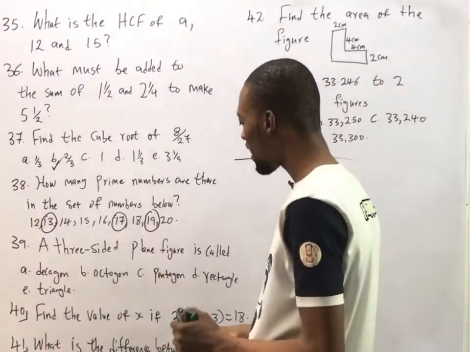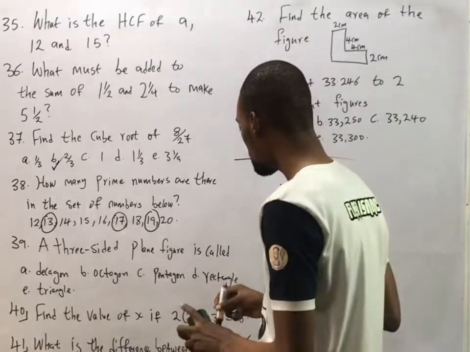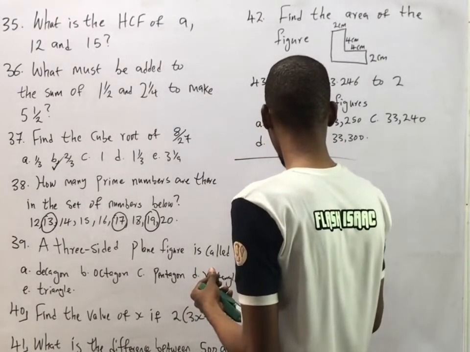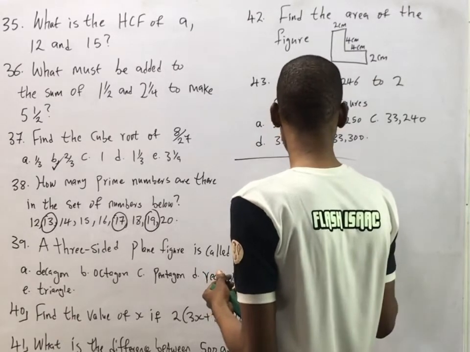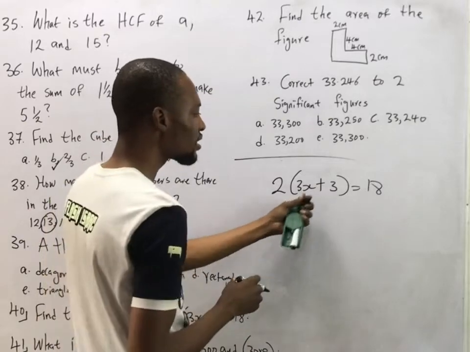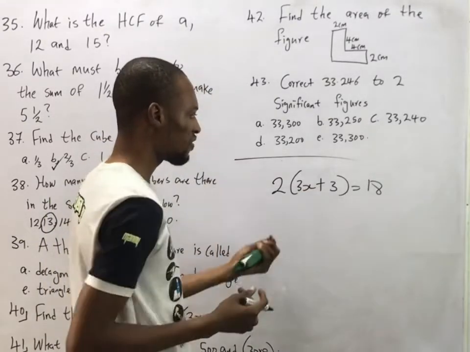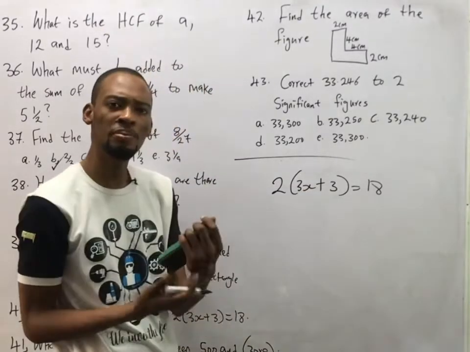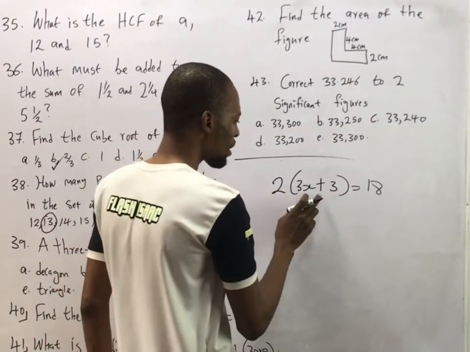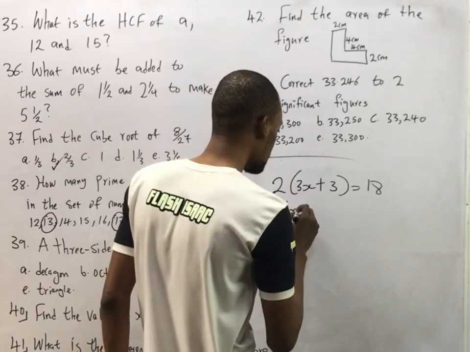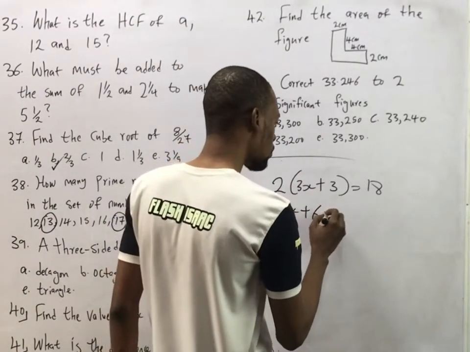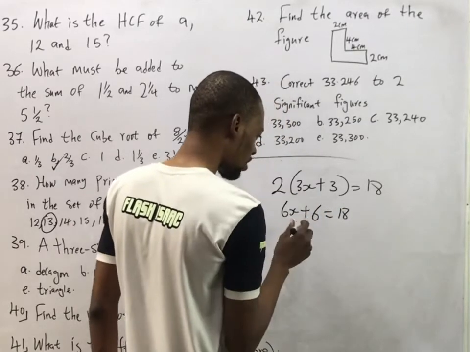First, it says find the value of s if 2(3s + 3) equals 18. So we are asked to look for the value of s in this equation. The first thing we simply do is open up the bracket. Opening up this, we have 2 times 3s is 6s, plus 2 times 3 again is 6, equals 18.